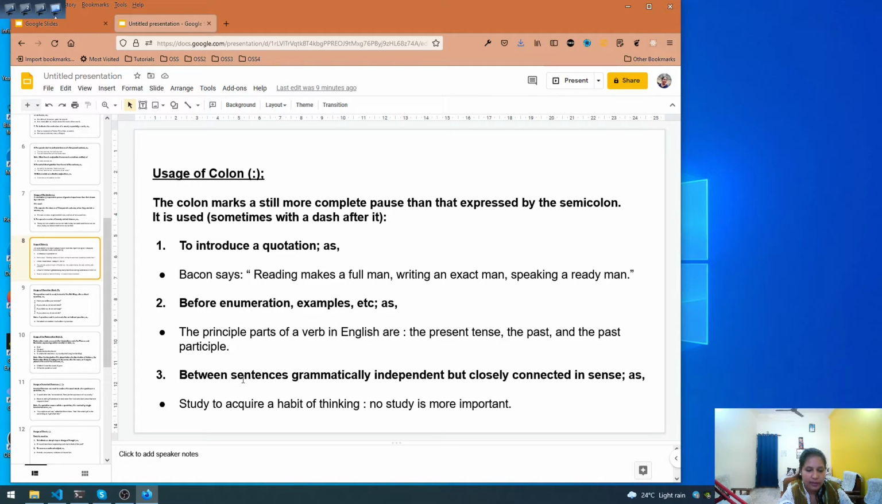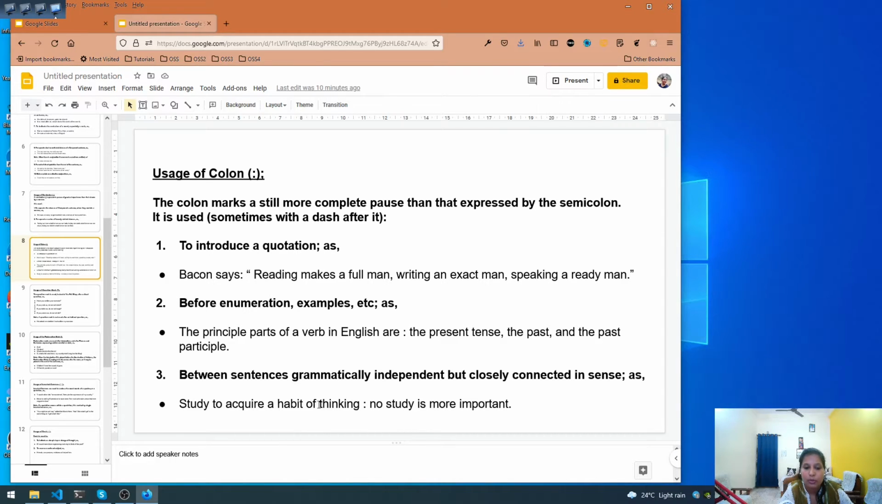Okay, and then between sentences grammatically independent but closely connected in sense. Okay, so the example is: study to acquire a habit of thinking. No study is more important. Okay, so if I make the complete sense of this sentence, then if you are able to think, your study is important, but if you are not able to think, then study doesn't have any value. So study to acquire a habit of thinking.